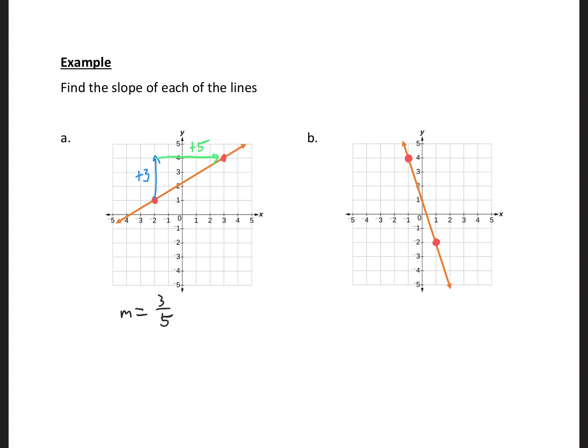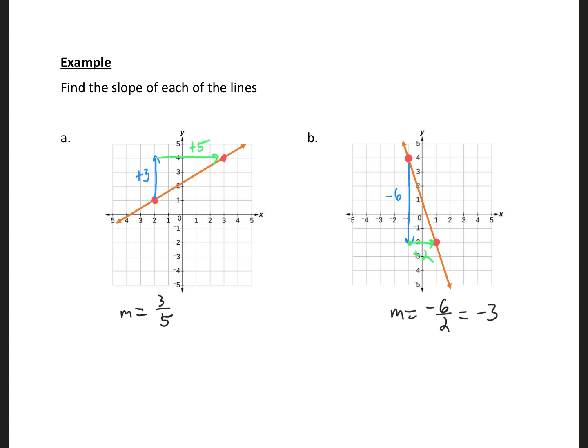Let's consider the vertical change. Here, the vertical change is downward. We're going to think of that as negative 6. The horizontal change is to the right 2, so positive 2. In this case, our slope would be negative 6 over 2, which is negative 3.